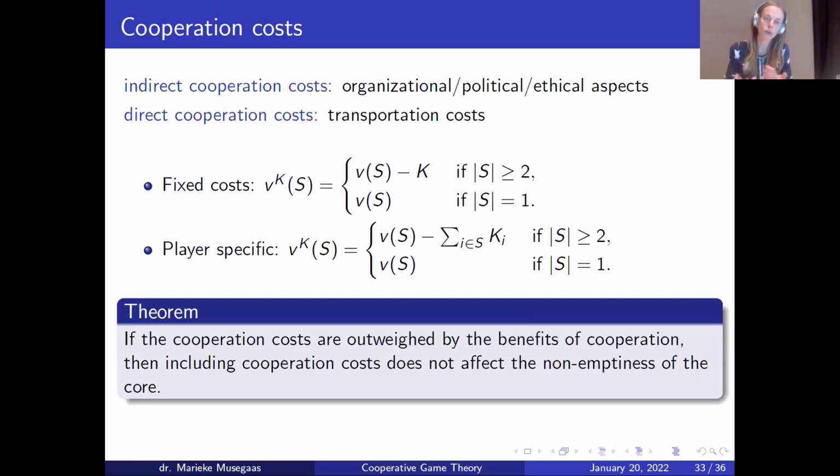So in other words, what I want to make clear with this slide is that all the results that we saw before, where we didn't include any cooperation cost, are still valid. So you do not need to worry about those cooperation costs.